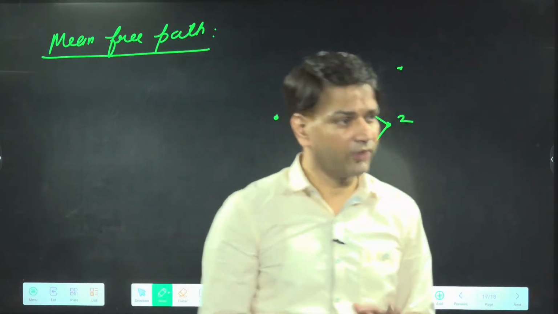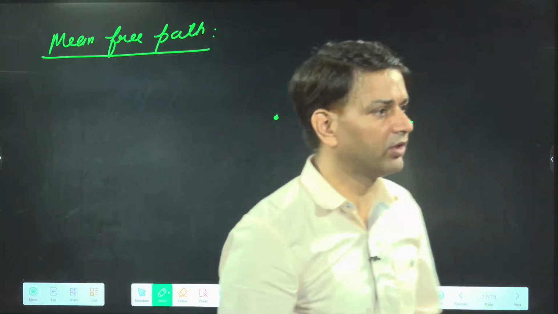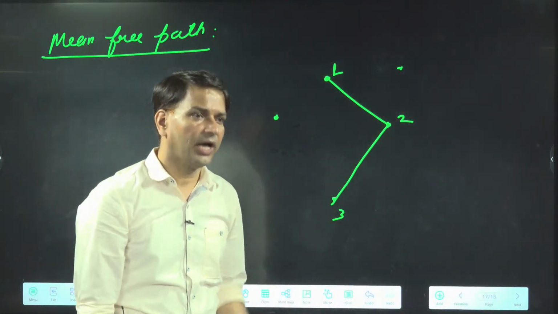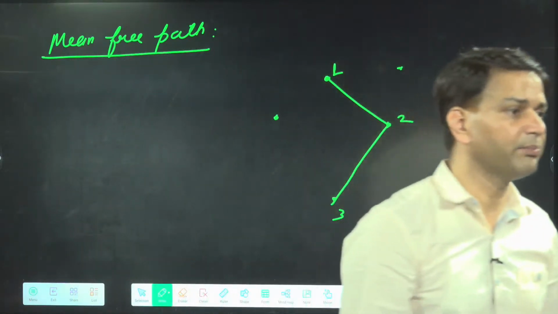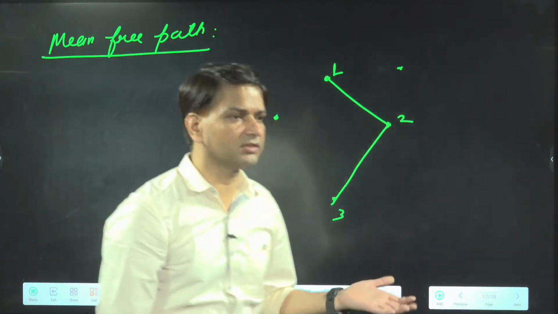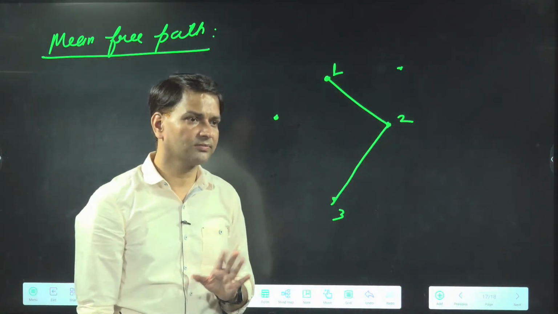That's why we define the mean free path. Mean free path is the average of the distance traveled between two successive collisions. Average distance traveled between two successive collisions, that is called the mean free path. Mean means the average, and free path is the distance traveled between collisions. Everybody got it or not?